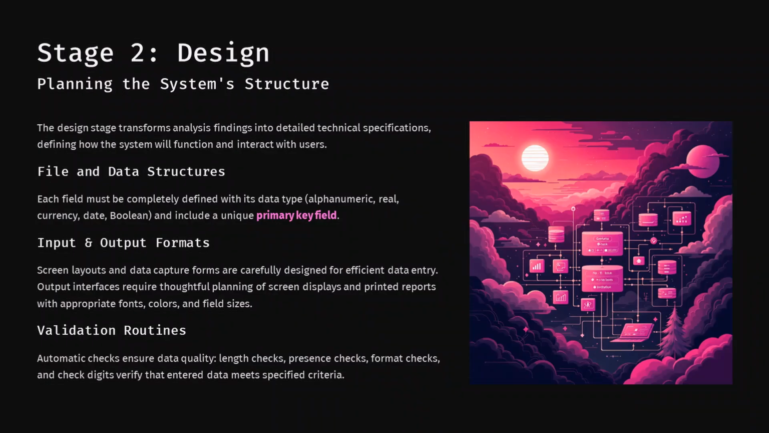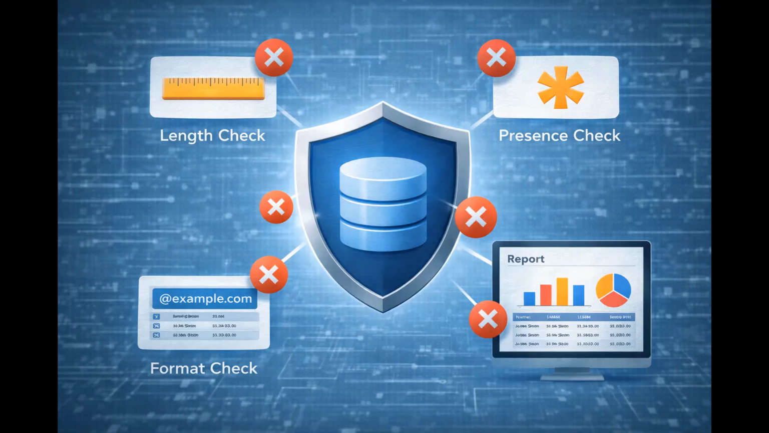The final crucial element of design is validation routines. These are automatic checks that ensure data quality before it's accepted into the system. There are several types you need to know. Length checks make sure data isn't too long or too short. Presence checks ensure required fields aren't left empty. Format checks verify that the data follows the correct pattern, like making sure an email address has an @ symbol. And check digits verify numerical data is entered correctly. And many others. These validation routines are your first line of defense against bad data entering into your system.